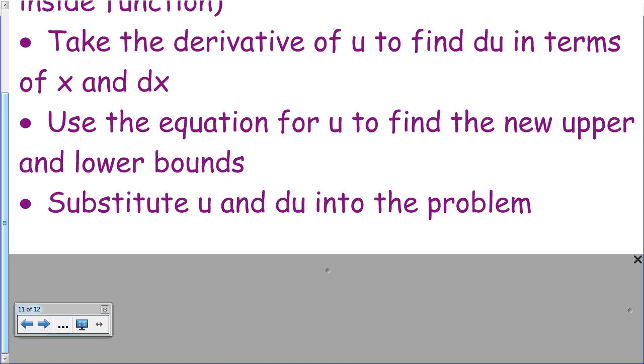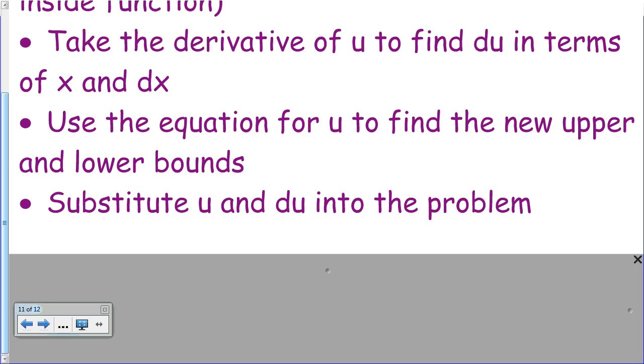The nice thing about this is that you don't have to go back and substitute in for u at the end, because you've completely changed it over to a new variable, and you're just solving that equation in terms of u, including the upper and lower bounds. So therefore, the number that you get out at the end is the number that you're looking for.